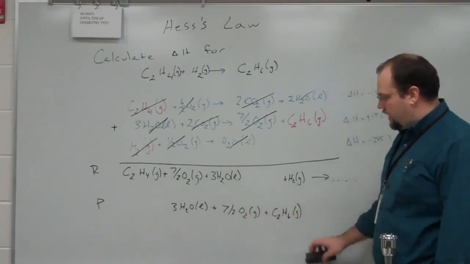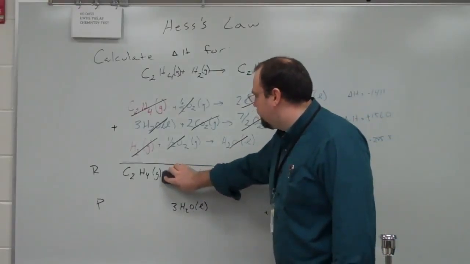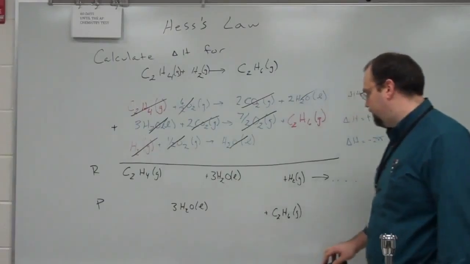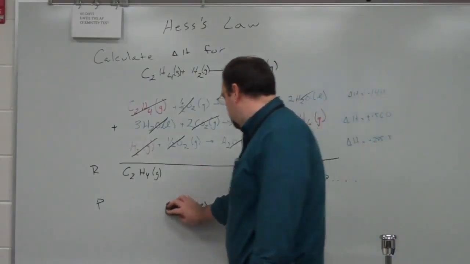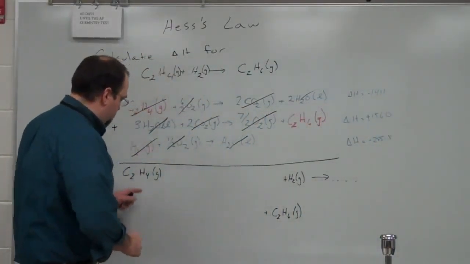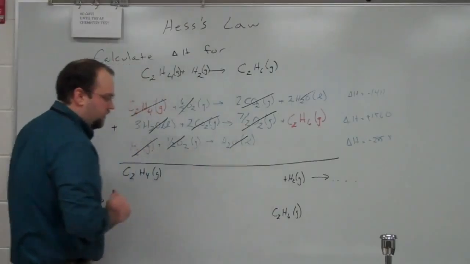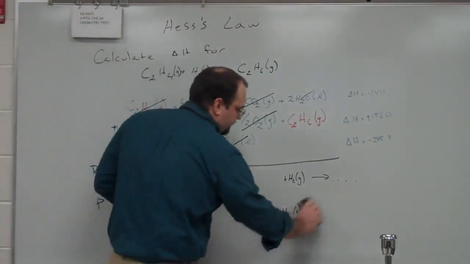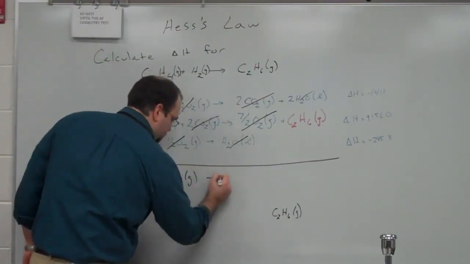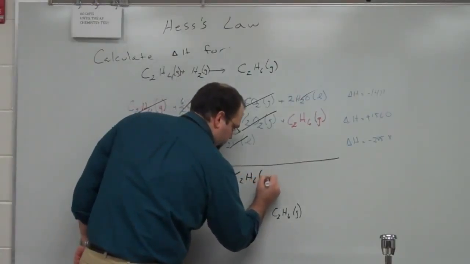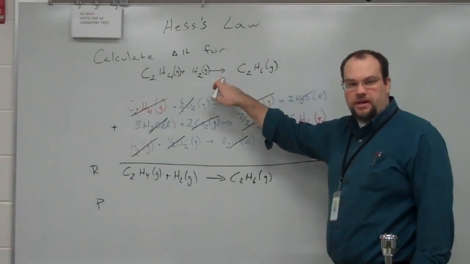I have 7 halves O2 as a reactant, and I have 7 halves O2 as a product. Erase those guys. Okay. And then I have 3 H2Os as a reactant and 3 H2Os as a product. And this is all I'm left with. C2H4 plus H2 yields C2H6. Okay. Let me rewrite this. Let me condense this down a little bit. Notice that matches my balanced reaction in the beginning.